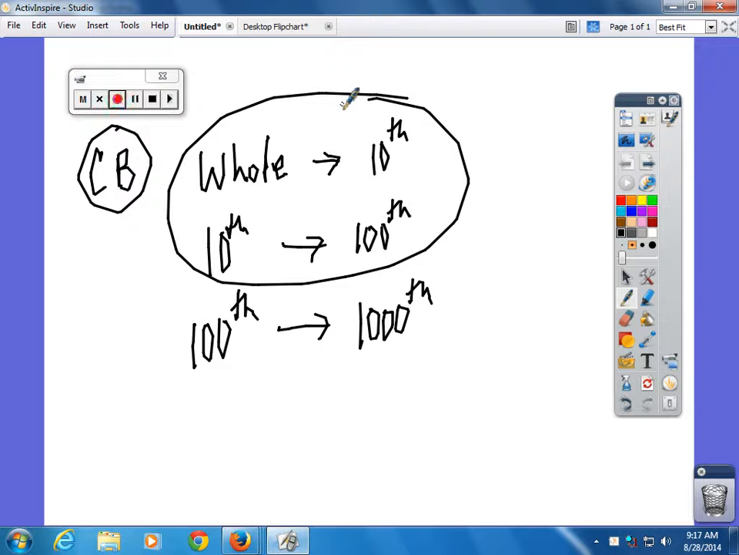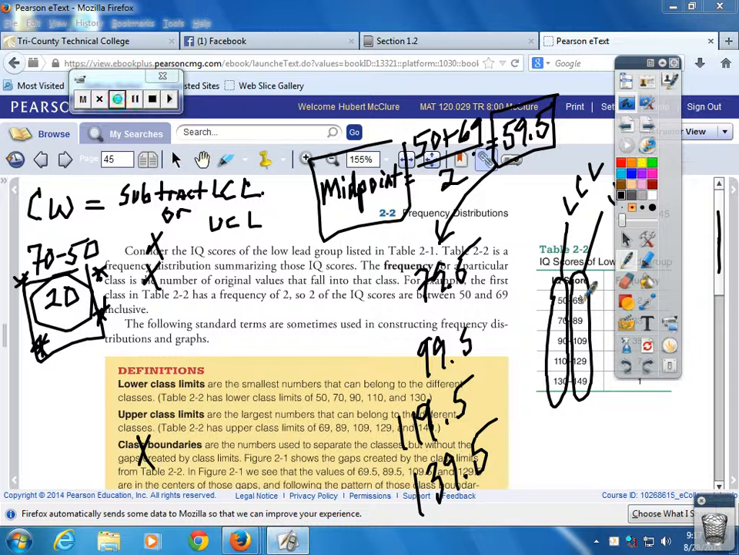All right, now let's look back at the chart that we just did. They're whole numbers. 50 to 69, those are whole numbers. So we're going to use tenths for our class boundaries. And when you use tenths, you use 0.5. So what's before 50? 49.5, then add your class width. 49.5 plus 20, 69.5.